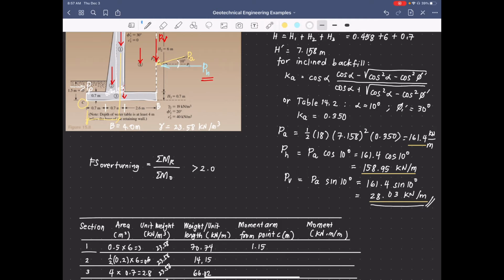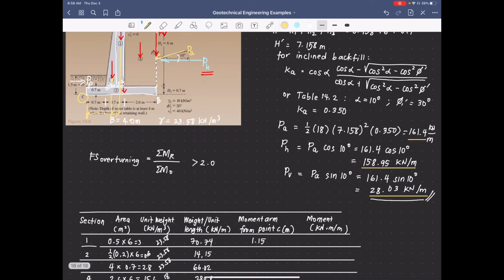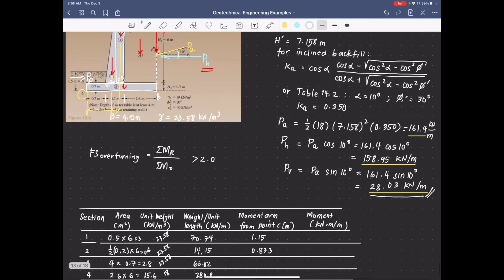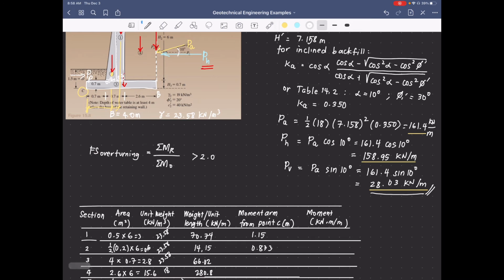For section 2, we have here the centroid of the triangle, and the base is 0.2. And we need this distance. That's 0.2 times 2/3 plus 0.7. 2/3 of 0.2 plus 0.7. That would give us 0.833. This is 0.833. And the moment arm of section 3 will be base divided by 2. So that is simply 4/2, equal to 2.